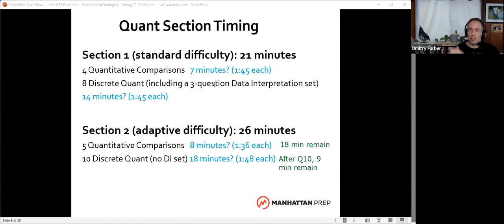So you could break it down into chunks like that of 5 questions, or of say 4 questions on the first one. You could say, all right, I'm going to have 7 minutes for the first 4 quant comps, and then 7 minutes for the next 4 discrete quant, etc.